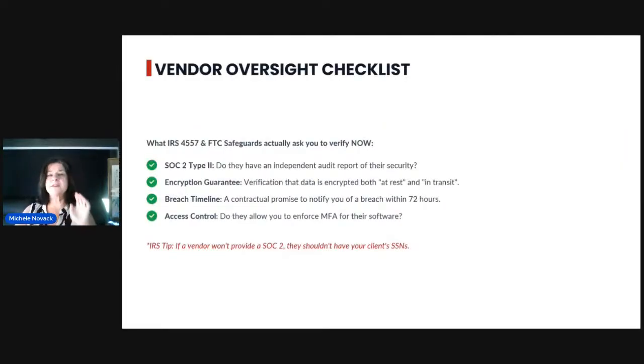So, vendor oversight checklist. Let's talk about this, right? These are some of the things that you've got to look at, because we talked about that earlier, right? The breach timeline: how fast is their SLA, how fast do they report to you if they've been breached? Access control: do they allow you to enforce MFA for their software? The critical trap here is complementary user entity controls, or CUECs, is what I like to call them. Near the end of the auditor's opening summary, you will find a section titled Complementary User Entity Controls. So that goes back to the SOC 2 Type 2 report. You're going to be looking for something that says user's responsibility.